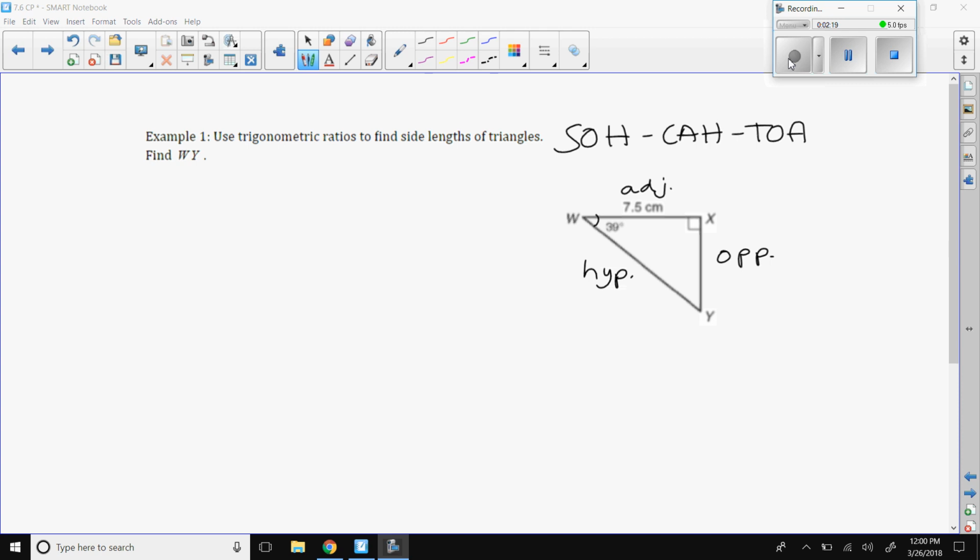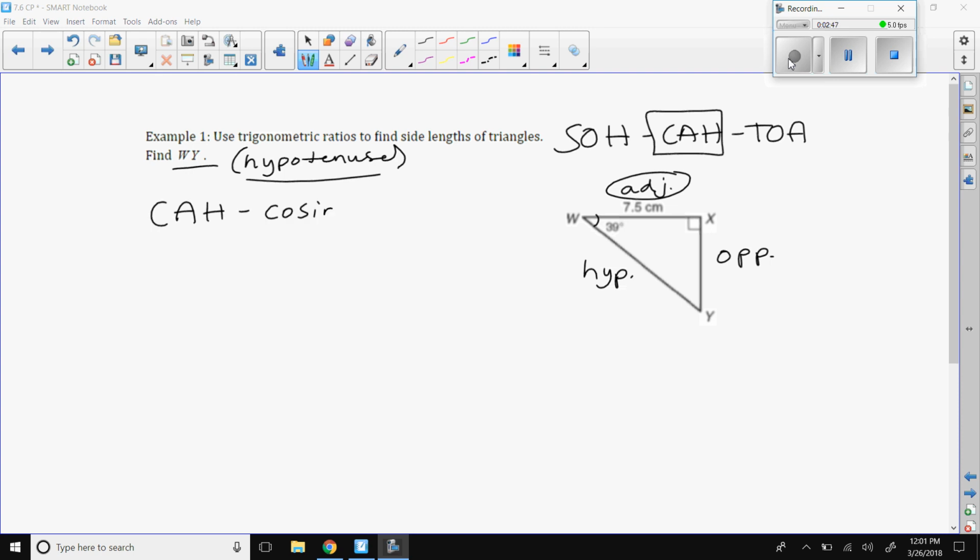It says that I want to find WY. According to my picture, WY is the hypotenuse. The other information that I have is 7.5 centimeters, which is my adjacent side. So now I'm looking at my acronym, SOHCAHTOA. I have adjacent and hypotenuse, which means I must be using cosine. So I'm using the CA. Cosine is adjacent over the hypotenuse.